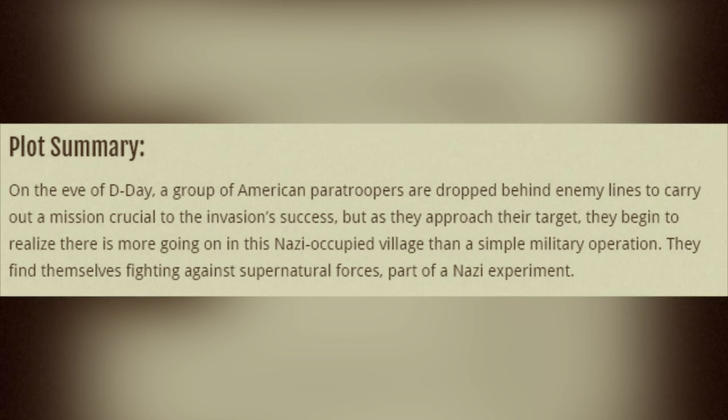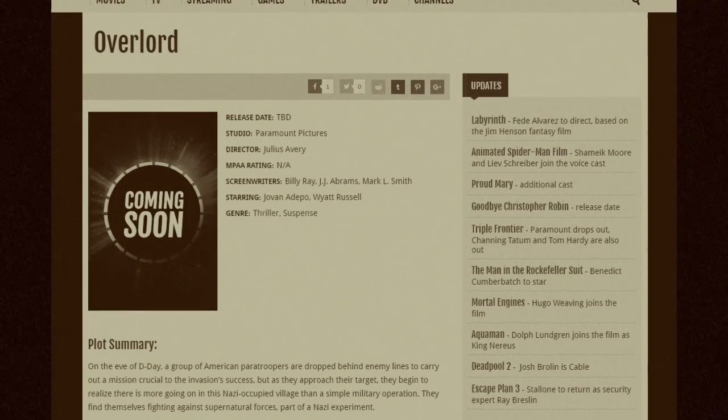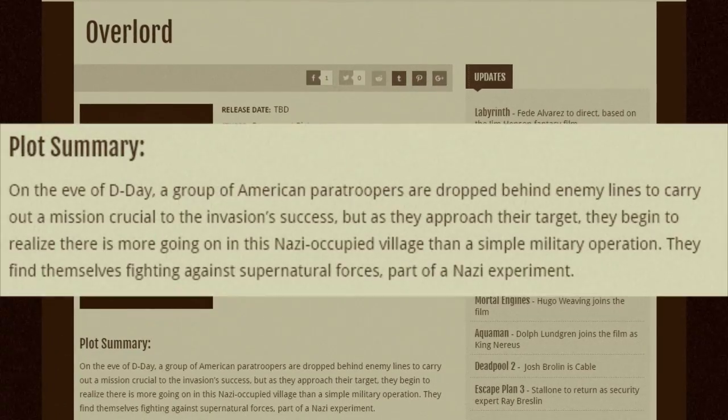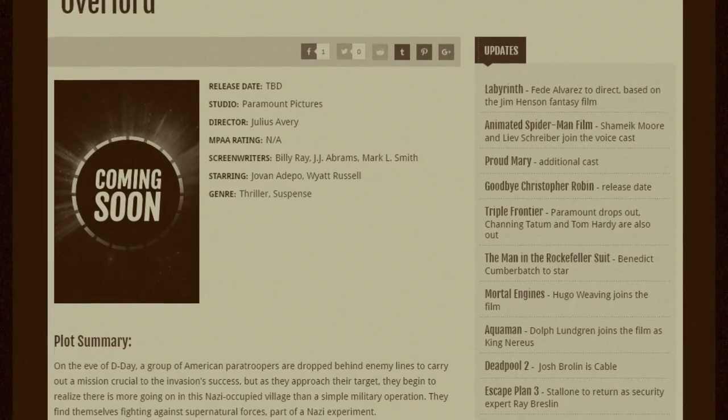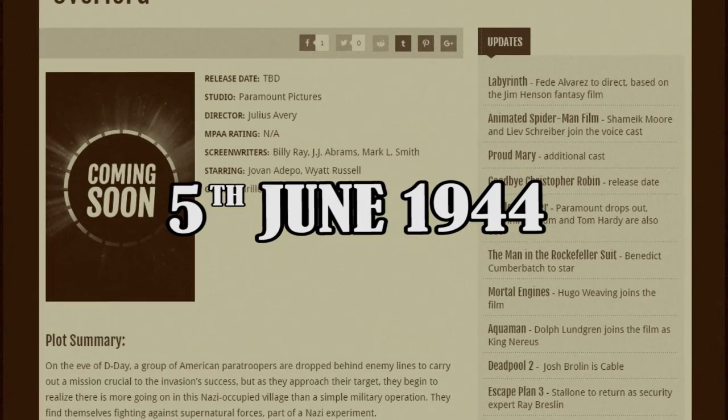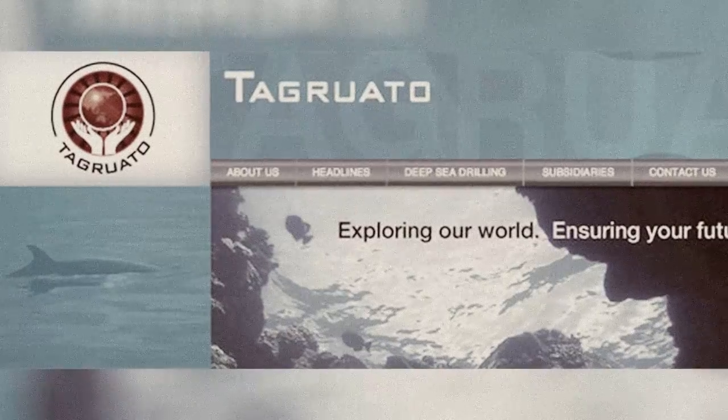But as they approach their target, they begin to realize there is more going on in the Nazi-occupied village than a simple military operation. They find themselves fighting against supernatural forces, part of a Nazi experiment. It takes place during World War II, but according to the synopsis, it involves supernatural forces, just like the past 2 Cloverfield movies we've already seen. Plus, it takes place on the eve of D-Day, which is the 5th of June 1944, just 1 year before the Cloverfield company, Tagruato, was founded.